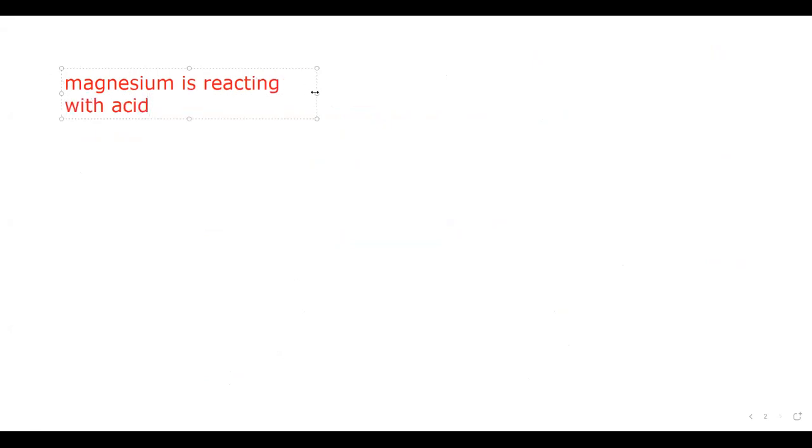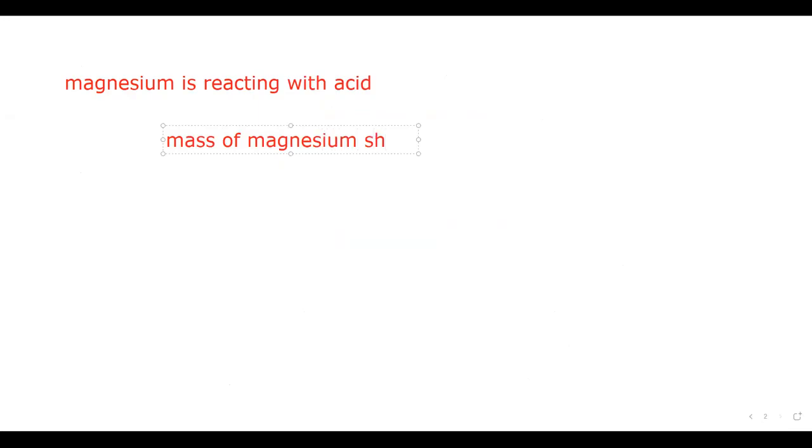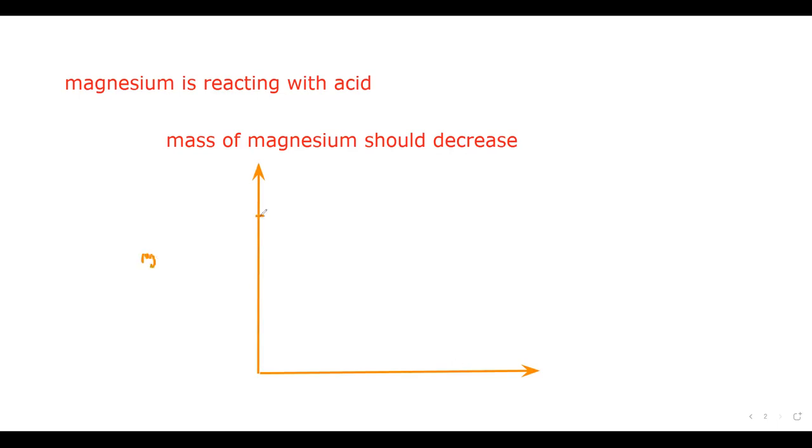So if the magnesium is reacting with acid, what should happen to the mass of the magnesium? The mass of magnesium should decrease. That is one thing. So when we sketch a graph, how should the graph appear? In the beginning, we should have more magnesium, and with the passage of time, the mass of the magnesium should decrease. But they said we used experiment 1.